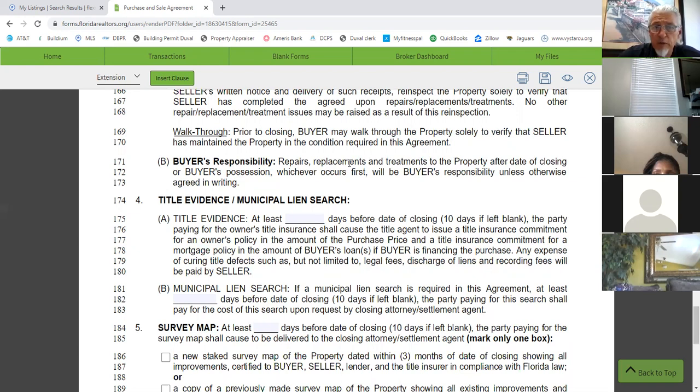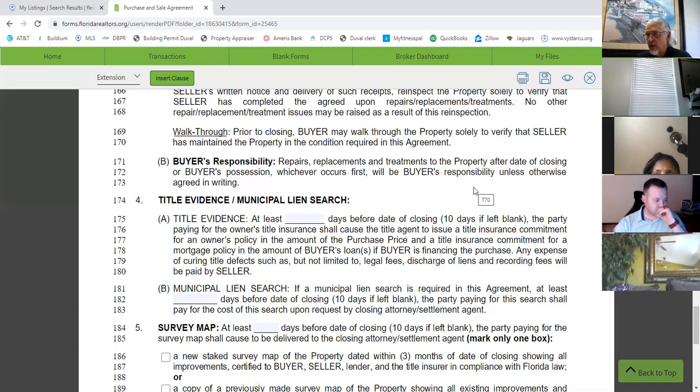Buyer's responsibility: repairs, replacements, treatments of the property after the date of closing or the buyer's possession, whichever occurs first, will be the buyer's responsibility unless otherwise agreed in writing. What this says is if you get an early occupancy, let's say you write an early occupancy agreement and the buyer moves in 10 days prior to closing with the agreement that they're going to have their insurance in place and all that, they take that property as is.